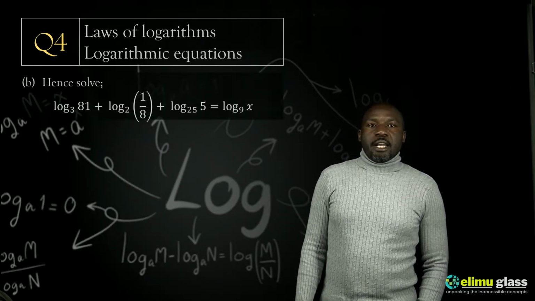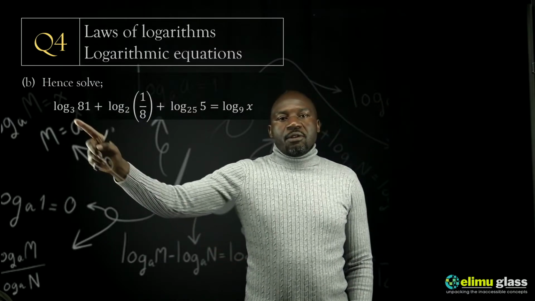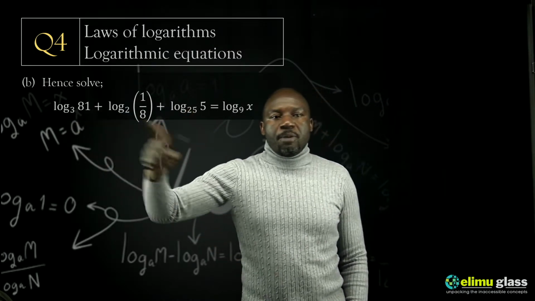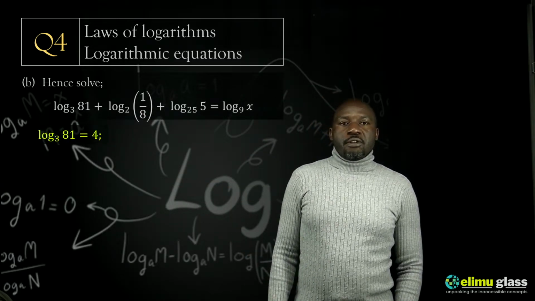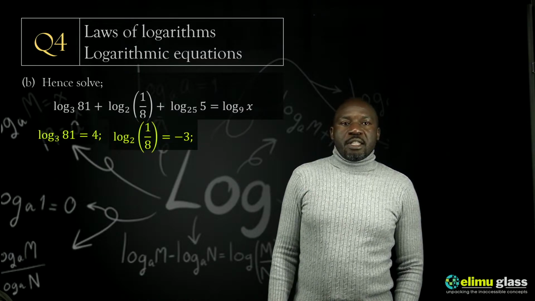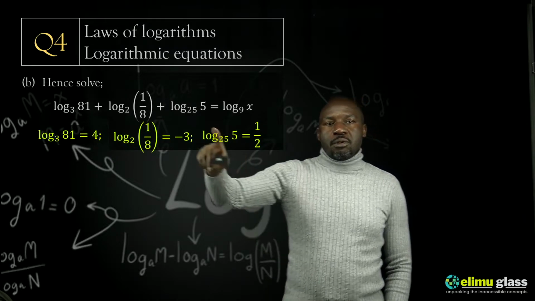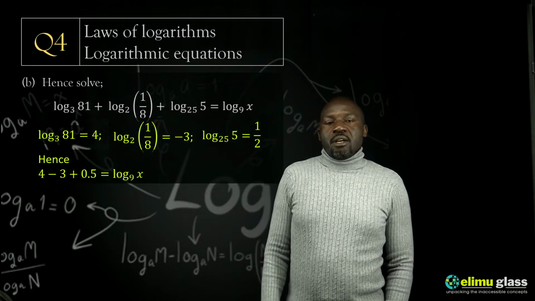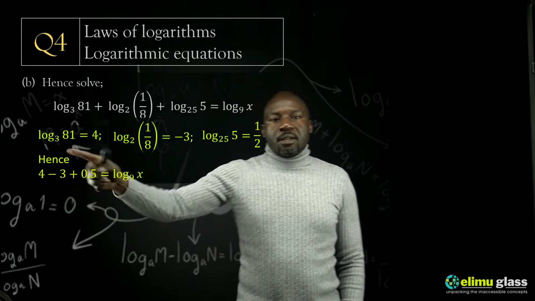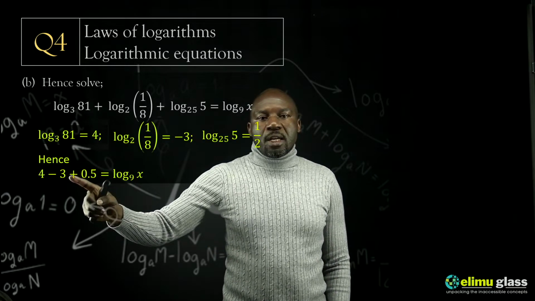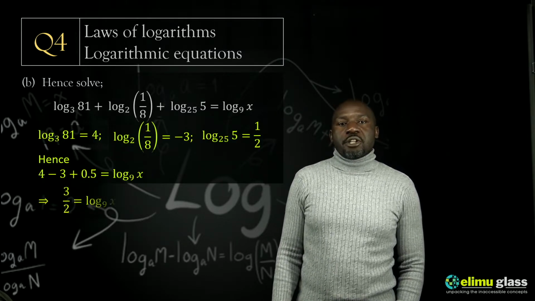Good. Next, let's solve the equation now. With the knowledge of what these values are, it should make life a bit easier. Log to base 3 of 81 is 4. Log to base 2 of 1 over 8 is negative 3. And log to base 25 of 5 is a half. So if we substitute those in there, we are left with 4 minus 3 plus a half. 4 minus 3 is 1, and 1 plus a half is 1.5, which is 3 over 2.